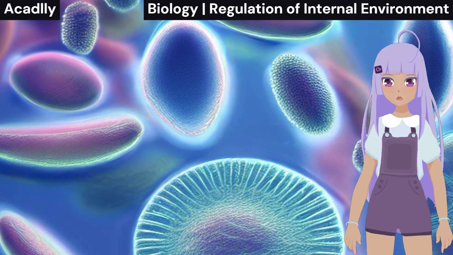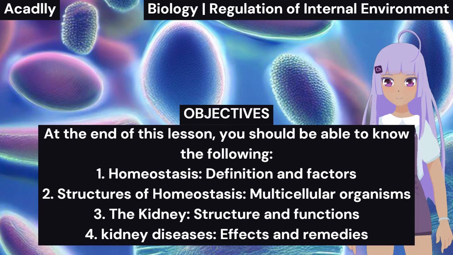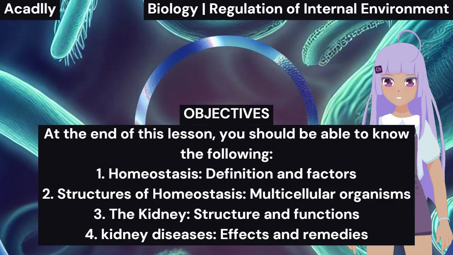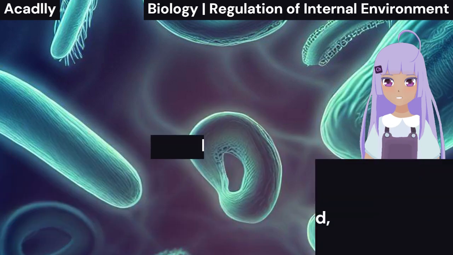Regulation of internal environment. Objectives. At the end of this lesson, you should be able to know the following. 1. Homeostasis. Definition and factors. 2. Structures of homeostasis. Multicellular organisms. 3. The kidney. Structure and functions. 4. Kidney diseases. Effects and remedies.